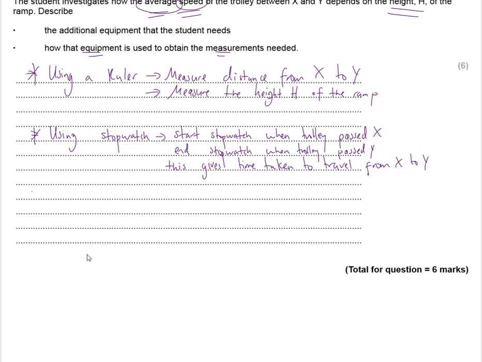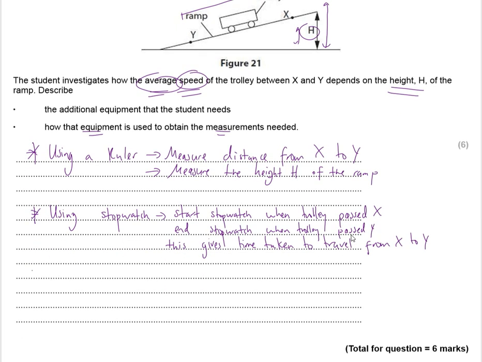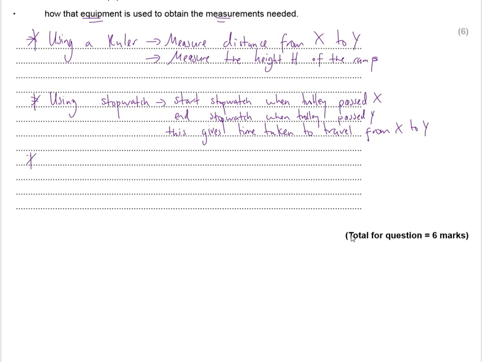Okay, interesting. There's something that we need to do. Alright, so measure the height of the ramp. Okay, ramp. Let's say what we're going to do now is measure the height of the ramp. Okay. Right. Let's go. Using speed equal to distance divided by time to calculate the speed.